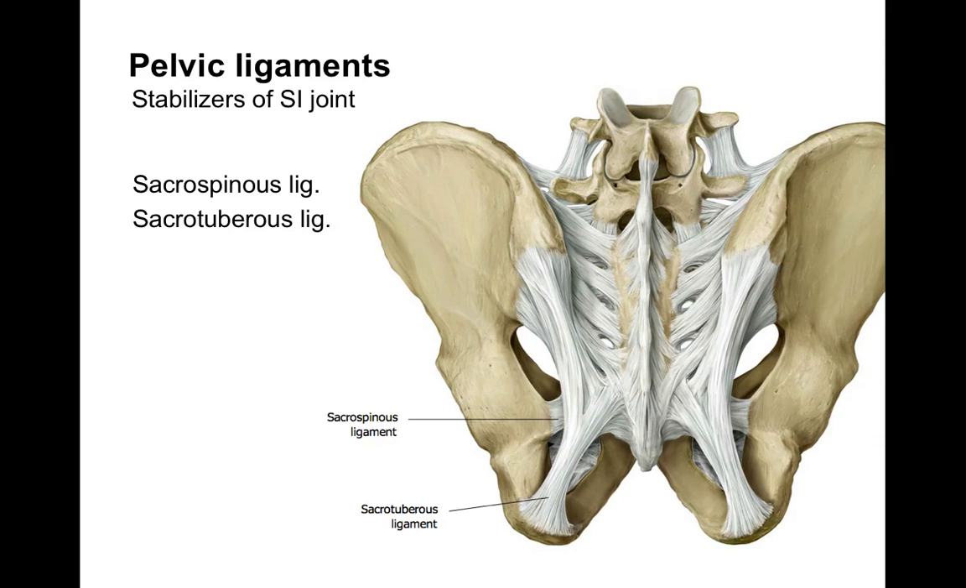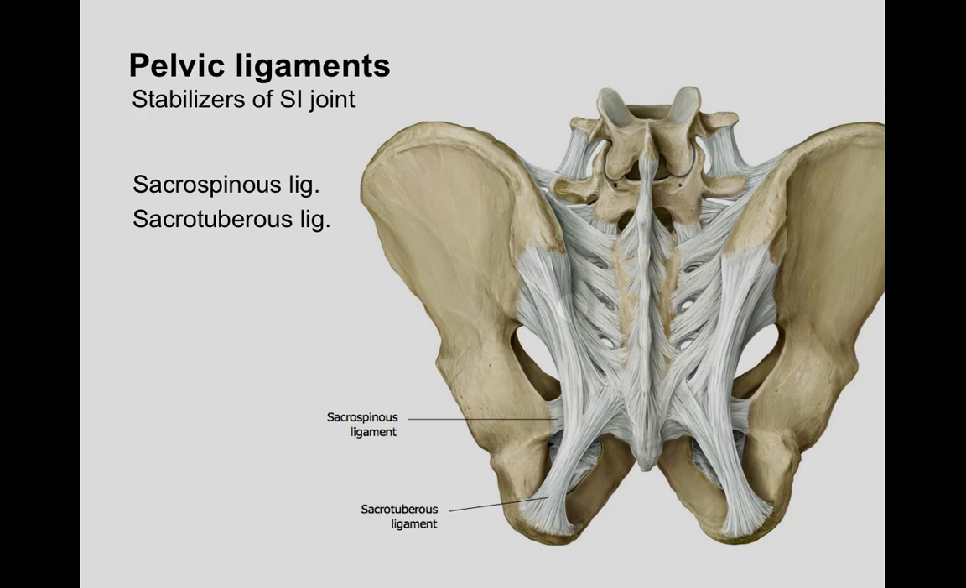Pelvic ligaments are also in place to add to the stability of the sacroiliac joint that we saw in the previous illustration. The following two ligaments are among several ligaments that stabilize the SI joint, but these are considered two of the most relevant: the sacrotuberous and sacrospinous ligaments.